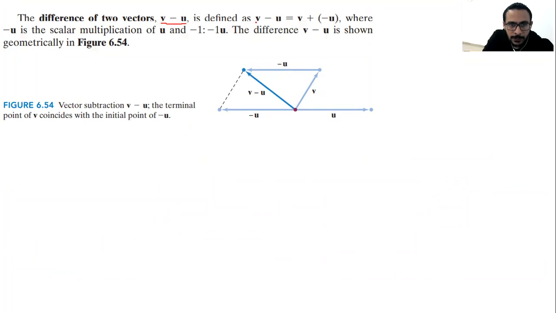v minus u is v plus minus u. Okay, and the change here is only the minus. It's like I am also multiplying by negative 1.